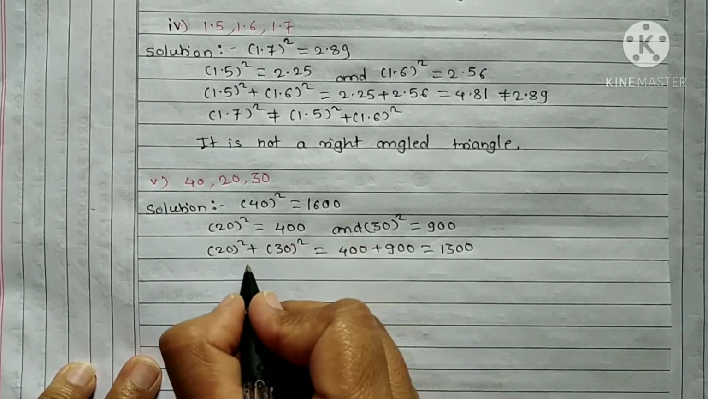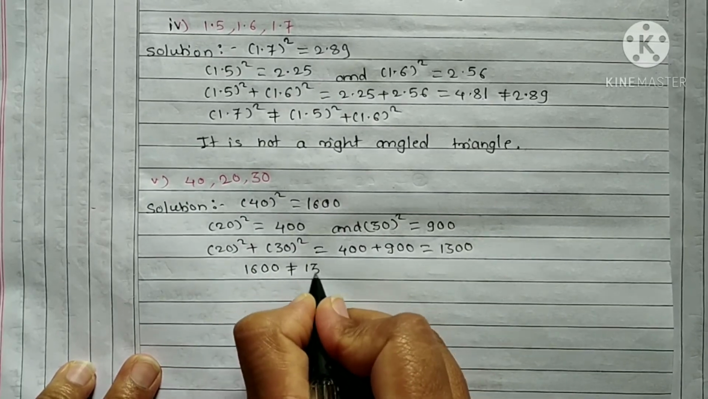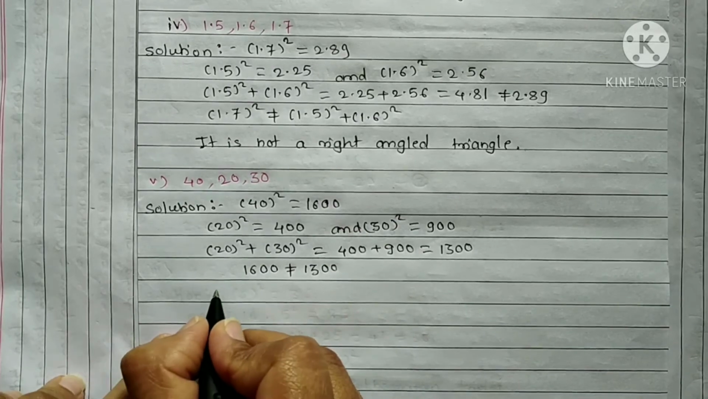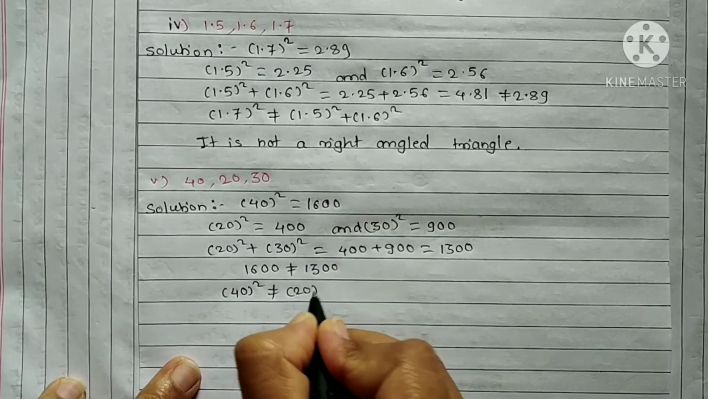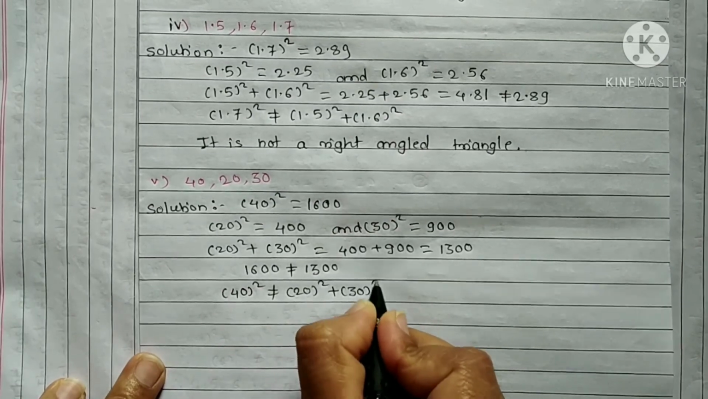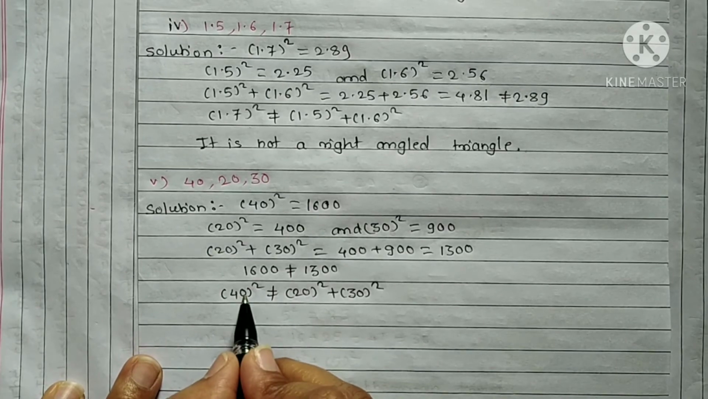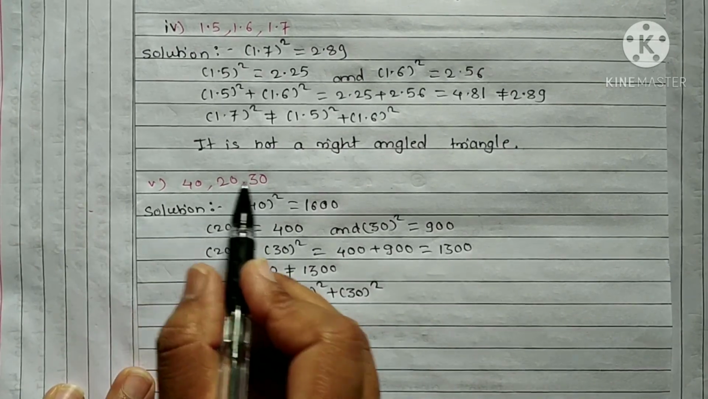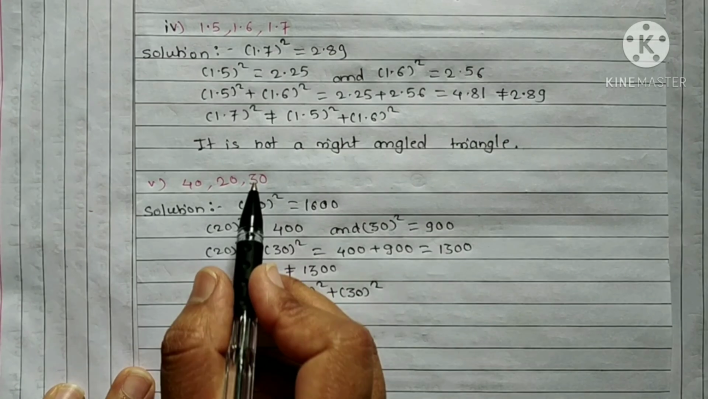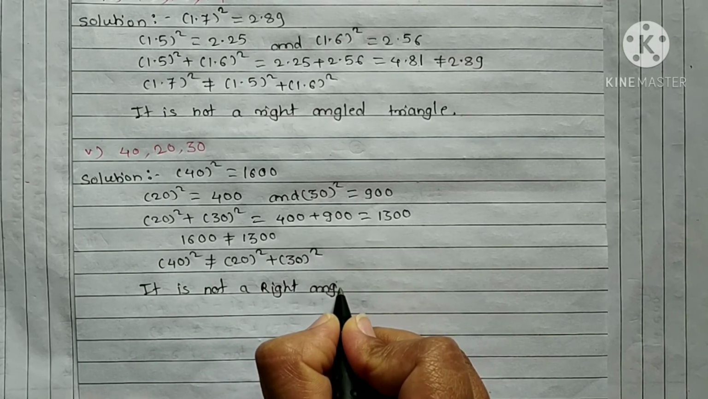See here, 1600 is not equal to 1300. That means we can say that 40 square is not equal to 20 square plus 30 square. Here the square of the biggest number is not equal to the sum of squares of the other two numbers. That means 40, 20 and 30 is not a Pythagorean triplet. Therefore it is not a right angle triangle.